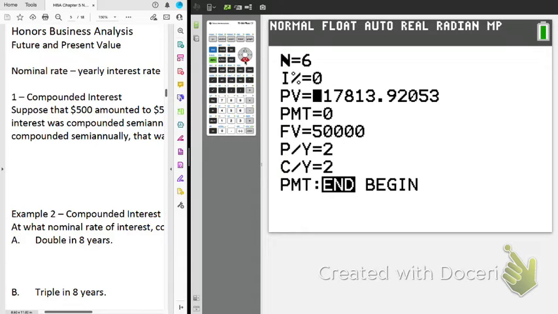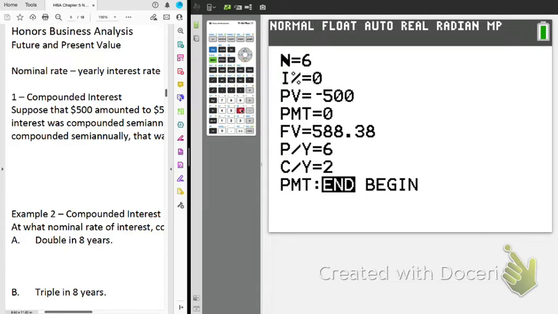Present value is negative 500. We're leaving payment alone. Future value is 588.38. Is that right? Yes? Yes. And we said it's compounded twice a year. So like I said, if you change this one, and I'll just show you this here.